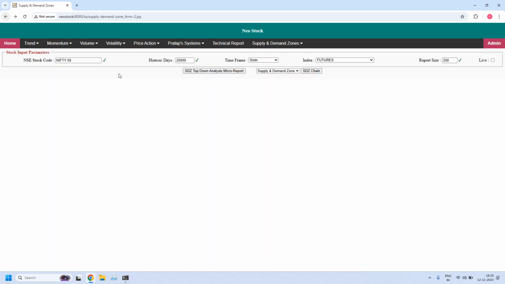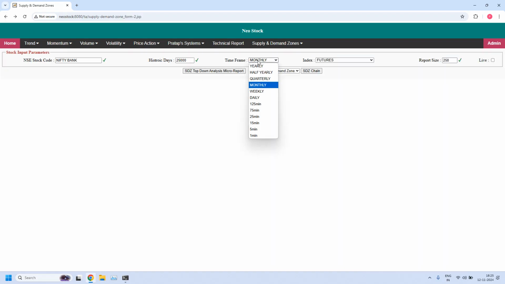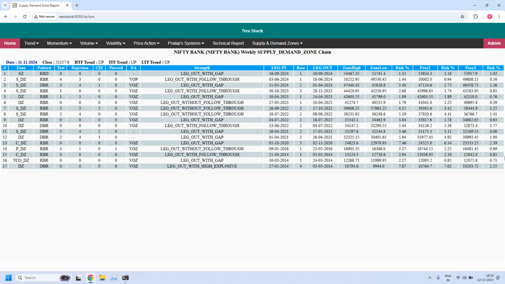Next, let us generate the BANKNIFTY supply demand zone chain, that is nothing but NIFTY Bank. Let's start with the monthly time frame, generating monthly supply demand zone chain for BANKNIFTY. Next time frame is weekly, generating weekly BANKNIFTY supply demand zone chain.